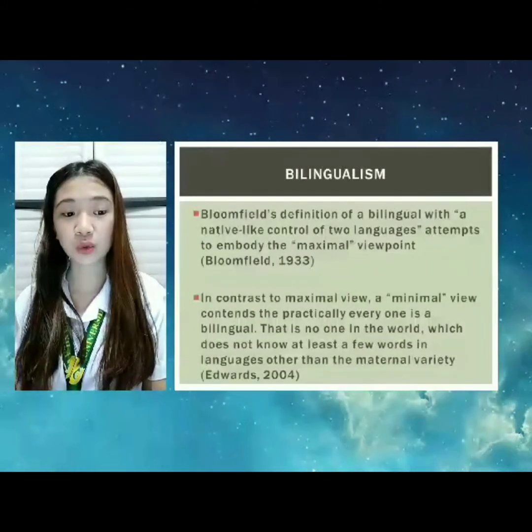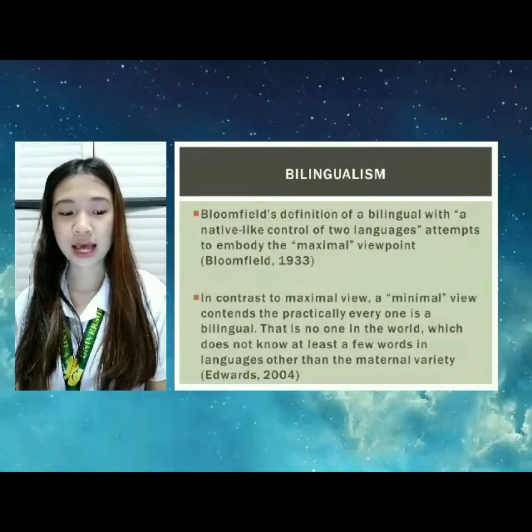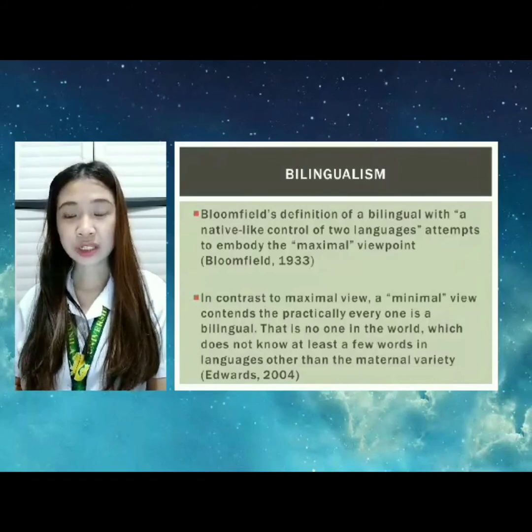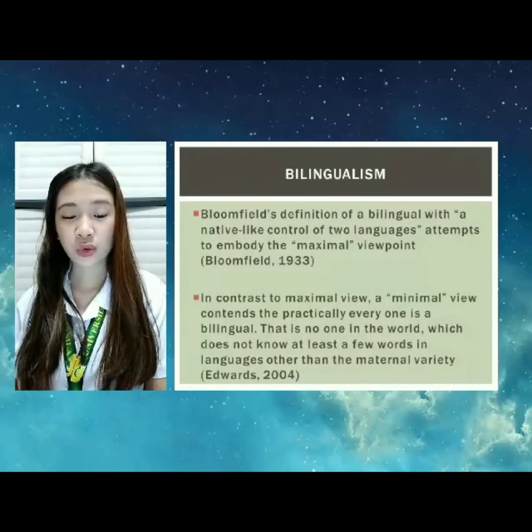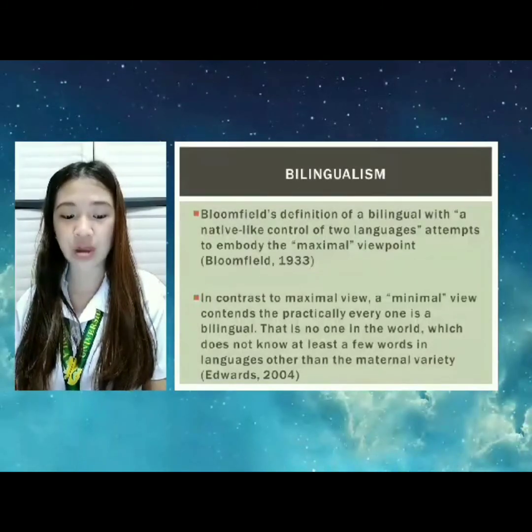Bloomfield's definition of a bilingual with a native-like control of two languages attempts to embody the maximal viewpoint. In contrast to the maximal view, a minimal view contends that practically everyone is a bilingual. That is, no one in the world does not know at least a few words in languages other than the maternal variety.